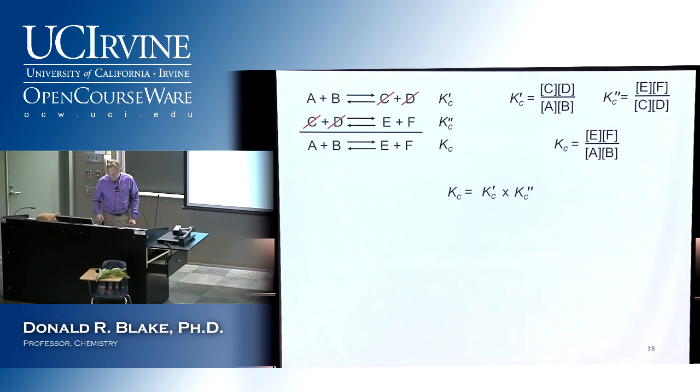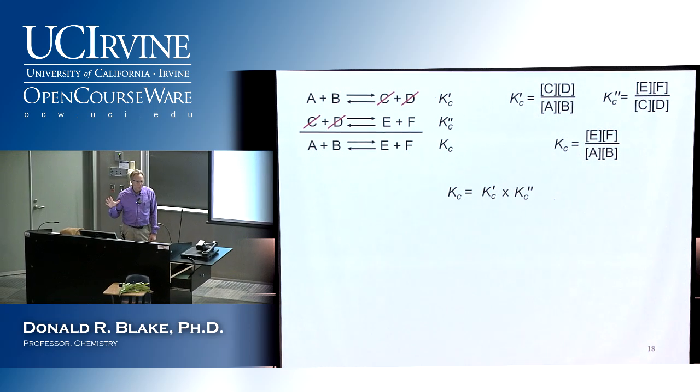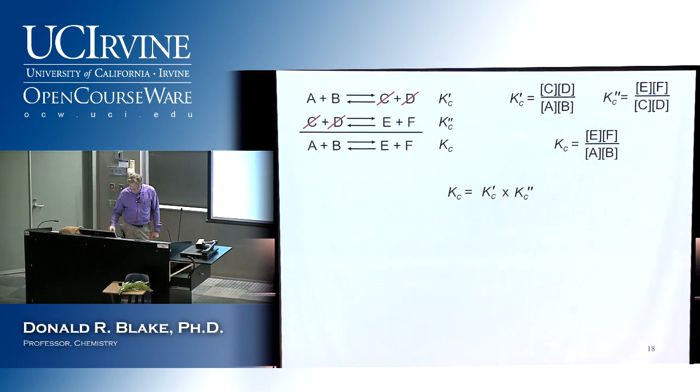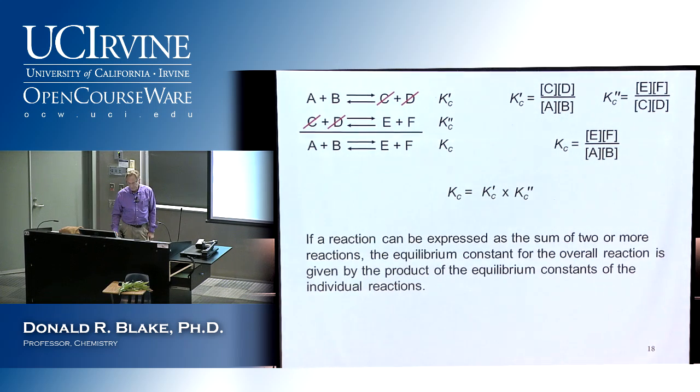Do this again in a little bit. Any questions on this? If a reaction can be expressed as the sum of two or more reactions, the equilibrium constant for the overall reaction is given by the product of the equilibrium constants of the individual reactions. So K sub C1 times K sub C2 is equal to the big K.